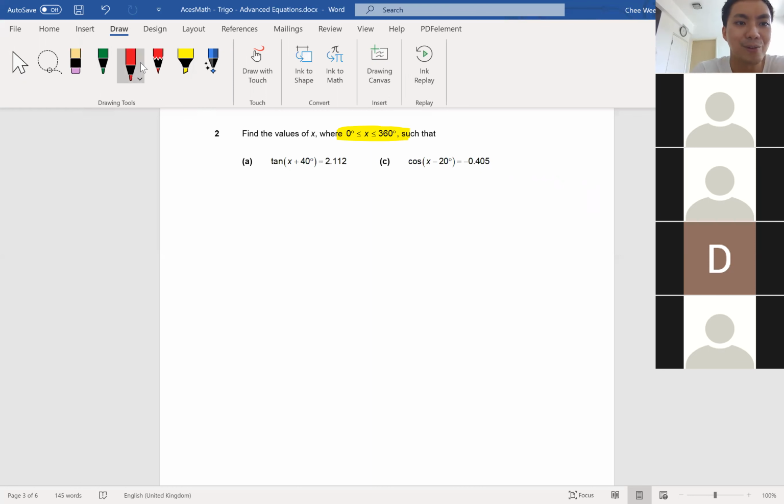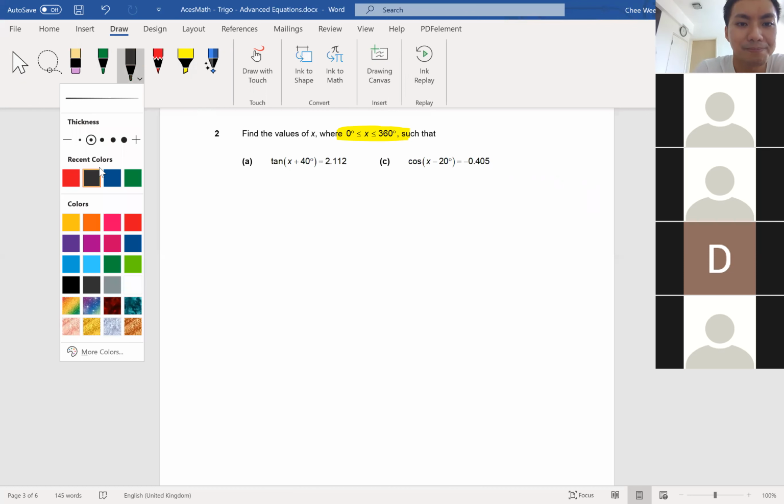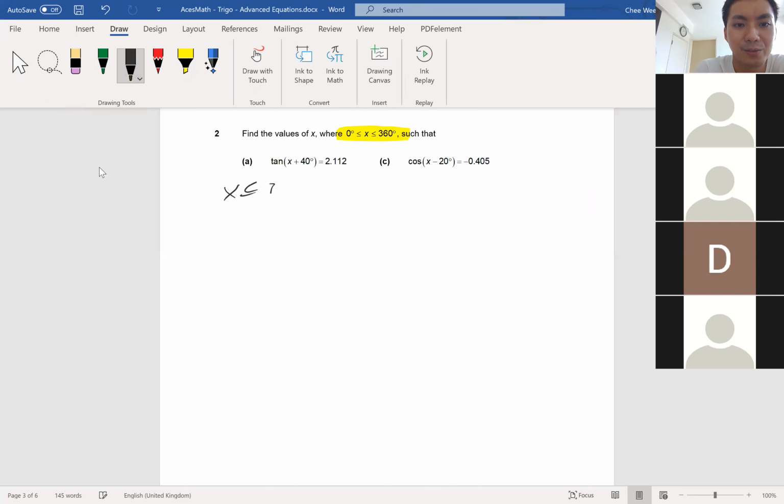But now I have plus 40. So I will do this. So x is between 0 to 360, so x plus 40. Always study the angle, the spanning space by the angle captured by the trigo equation. So this is thus between 40 degrees to 400 degrees now.